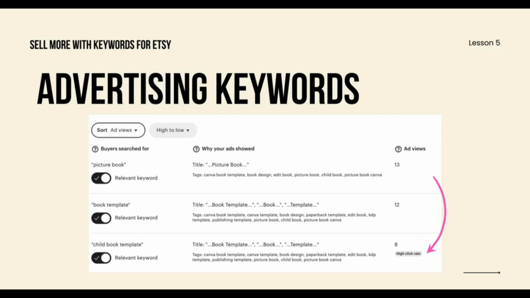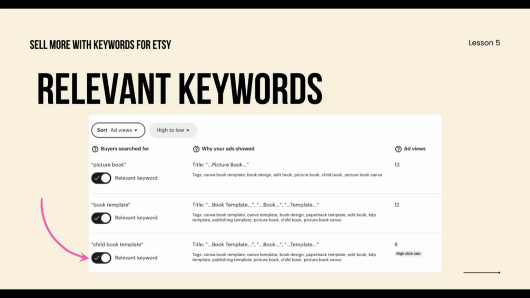One of the interesting things here is that one keyword was flagged as having a high click rate. That means that this keyword is really effective for my product. It's not actually a keyword combination that I used anywhere, so this will help me update my listing in the future. Something else interesting to note is that even though these ad view numbers are relatively low, I did actually make a couple sales of this product in this time frame, which just goes to show how highly targeted keywords can be really, really effective.